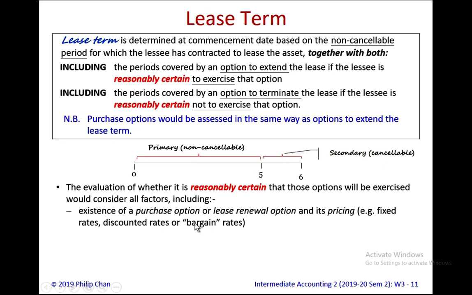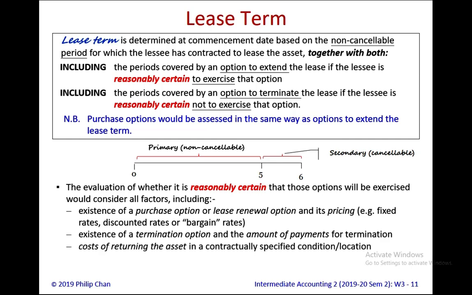Same concept. If the buying price of the asset is going to be cheap as stated in the contract, and then the estimated market value of this asset at the end of year 5 is comparatively more expensive, then we can claim that in fact the purchase option will be exercised. Alright? And other factors could be considered as well.